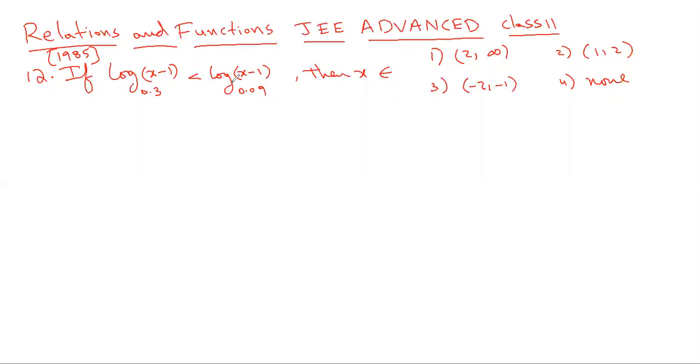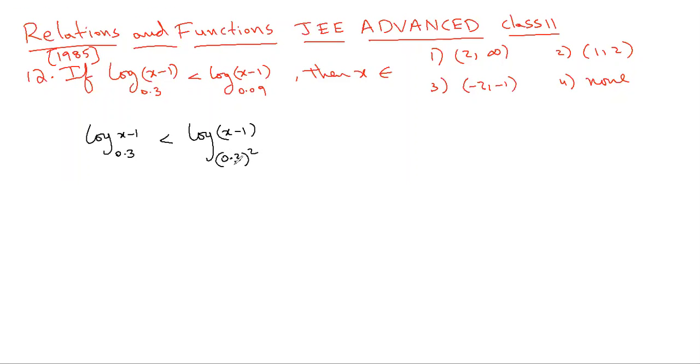To find where x lies, we need to remove the logarithm. To remove the logarithm for an inequality, the base should be the same first. That's why we'll try to make the base same for this. For that, you write this as it is, log (x minus 1), the base 0.3. Either you convert the 0.3 in terms of 0.09, or you convert 0.09 in terms of 0.3.